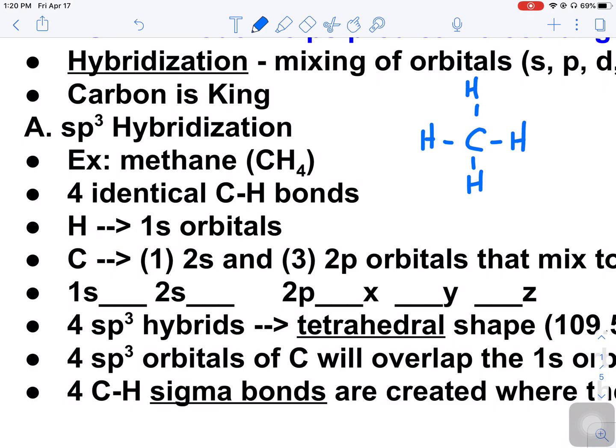But what's happening with carbon is carbon forms hybrids. So if you look at hydrogen, hydrogen really only has one s orbital. And if we were to do the electron configuration for hydrogen, it would look like this, 1s1. Now, because hydrogen only has one type of orbital, there will be no hybridization for hydrogen.